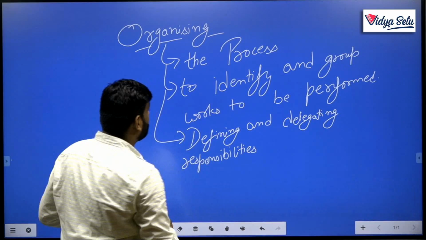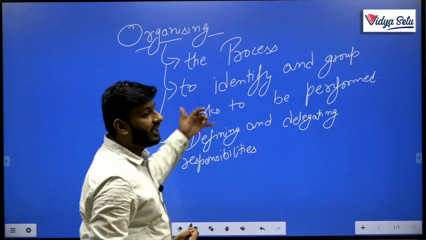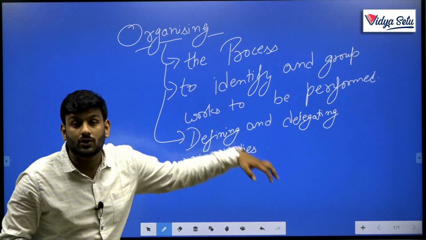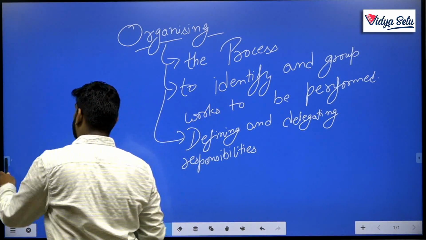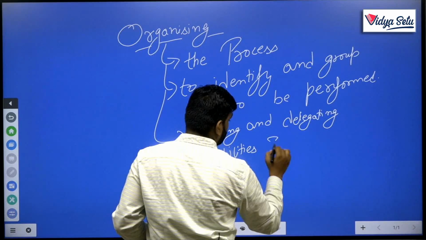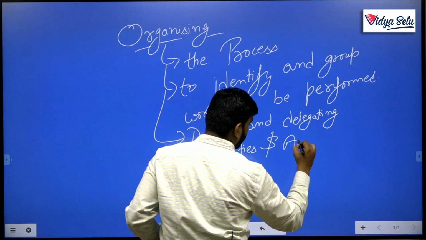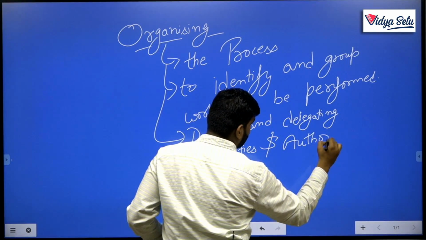So till now, what's the definition? It's the process to identify the group of work which is to be performed. It's defining and delegating the responsibilities and authorities. Responsibilities and authorities.